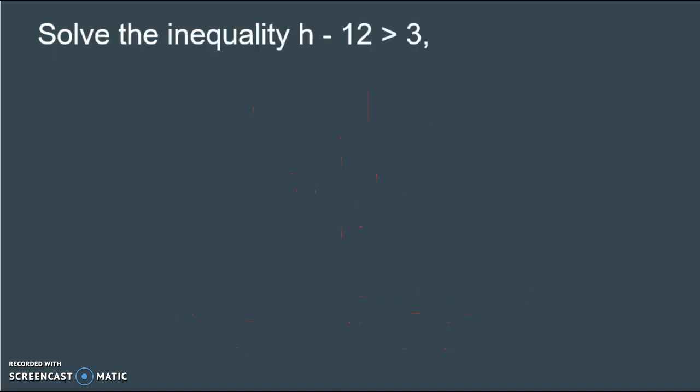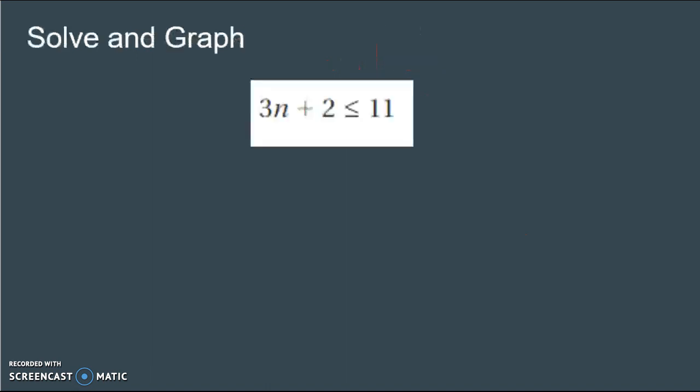I'm moving right along here. Solve the inequality, so I don't need to graph this one, which is nice. I'm going to add 12 to both sides. h is greater than 15. Solve and graph this one.